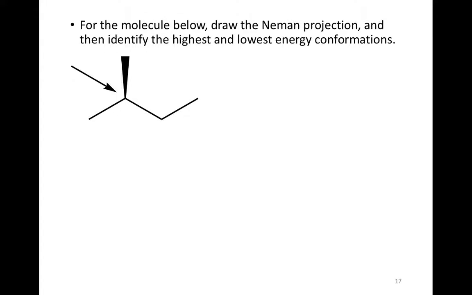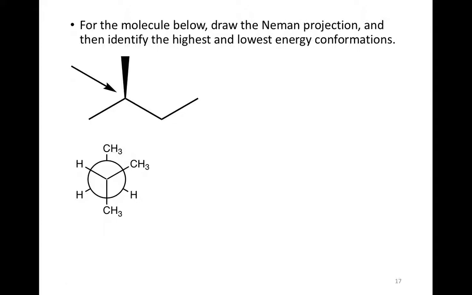So as a final example, we want to draw the Newman projections and identify the highest and lowest energy conformations. So if we're looking down this bond, I've got 2 methyls on the front carbon and 1 methyl on the back carbon. So on the front carbon, I should have a methyl going down and a methyl going up into the right. And then I should have a methyl going straight up from the back carbon.